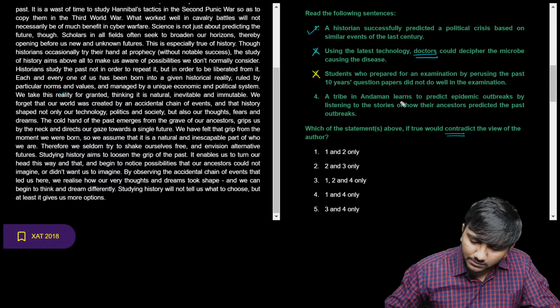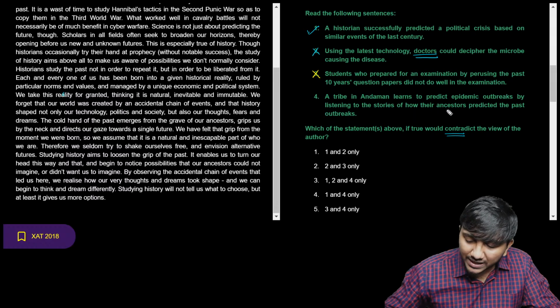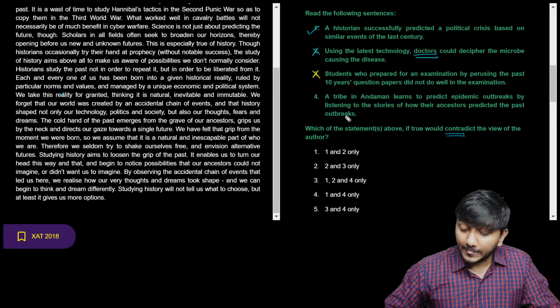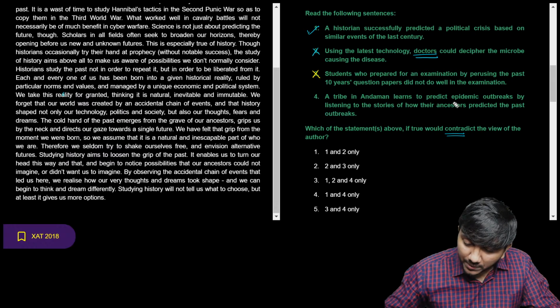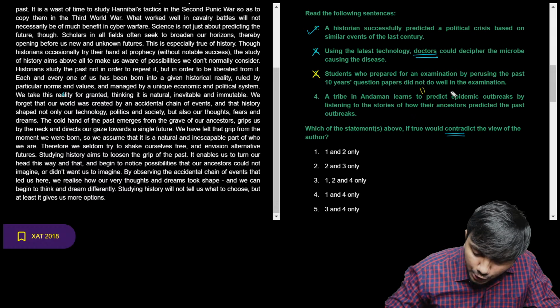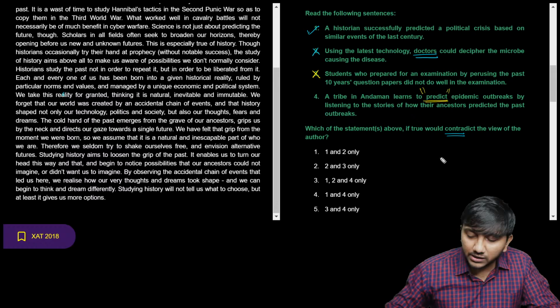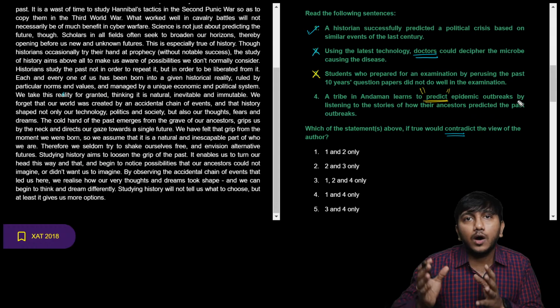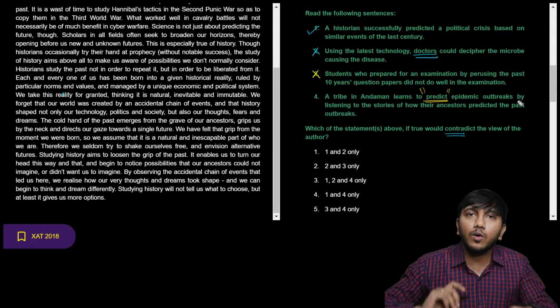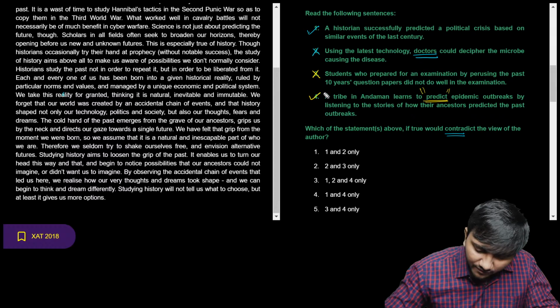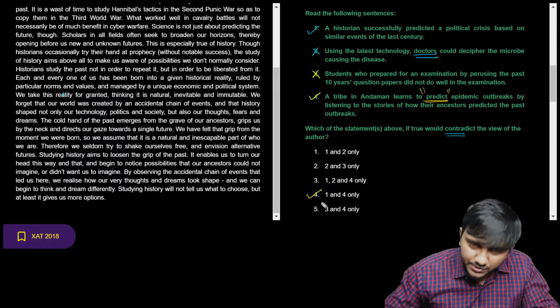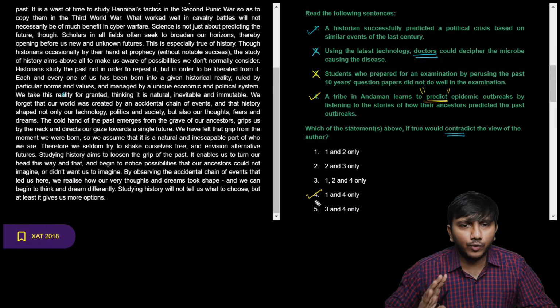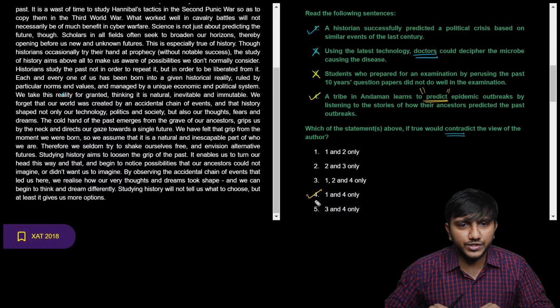And a tribe in Andaman learns to predict epidemic outbreaks by listening to the stories of how their ancestors predicted the past outbreaks. Well, what's happening here? They learn to predict epidemic outbreaks. They learn to predict means they're able to determine what could happen in the future by listening to the stories of how their ancestors predicted. So basically, they're able to predict what could happen in the future by looking at how things were in the history, which is definitely contradicting what the author says. So 1 and 4 should be there in my answer. Answer is option 4 for this question. Please type 4 if everybody is clear with why we are going with option 4 for this question.